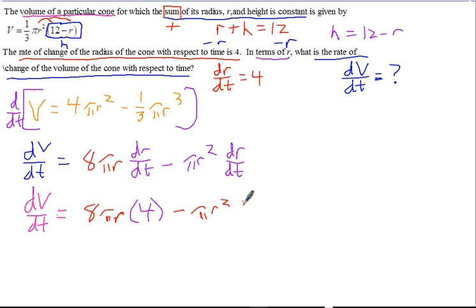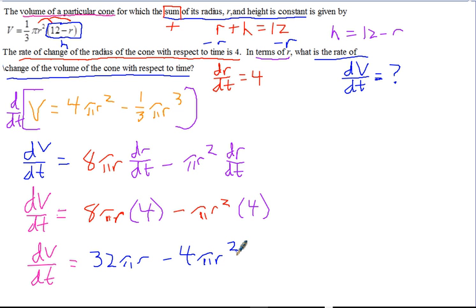I'll substitute in dr/dt as 4 for both of these. So we get dV/dt equals 4 times 8 pi r, which is 32 pi r, and 4 times negative pi r squared is minus 4 pi r squared.